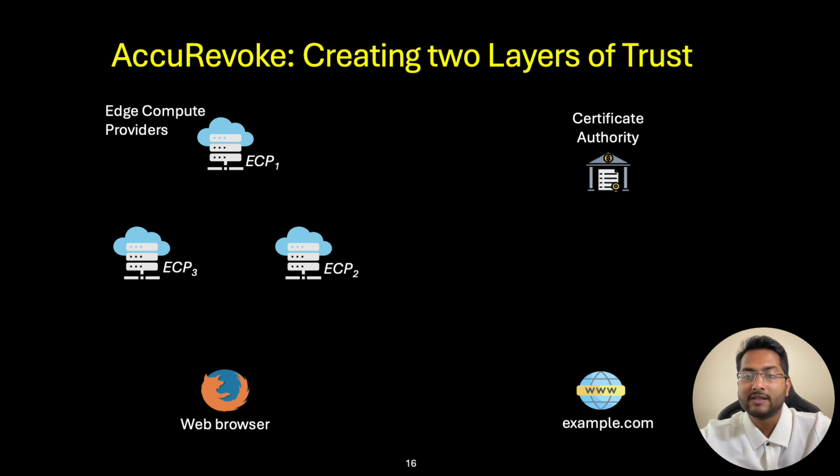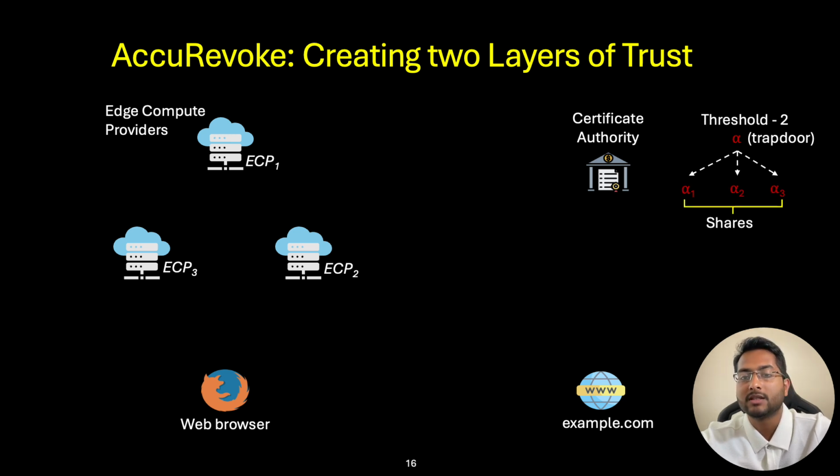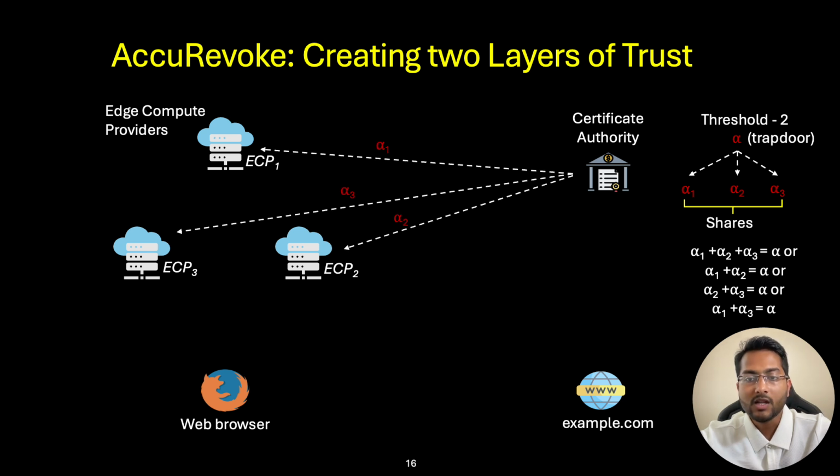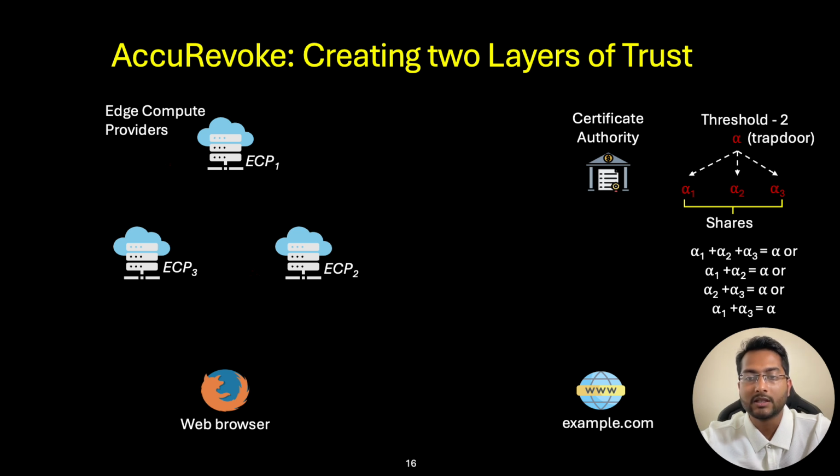I mentioned previously that CA works as the main source of trust, and CA chooses a secret trapdoor alpha which will be used to generate the accumulator, and it creates some secret shares based on some threshold secret sharing scheme, for example Shamir secret sharing scheme, and this threshold value actually defines how many shares are required to reconstruct the actual secret. CA then sends these secret shares to all the ECPs, and ECPs will later use these shares to generate witnesses for revoked and non-revoked certificates.